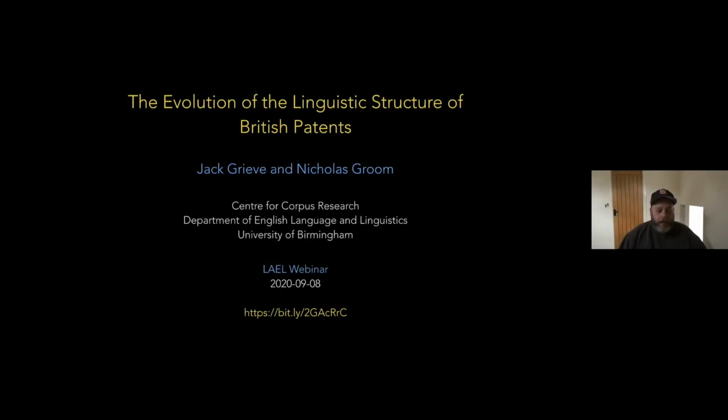Great. Wonderful. So today what I want to talk about is, no mapping today, at least no dialect mapping, but we're going to be talking about the evolution of the structure of British patents. So really focusing in on how the discourse structure of these patents has changed over time, about 300 years. This is work with Nick Groom, my colleague at Birmingham.